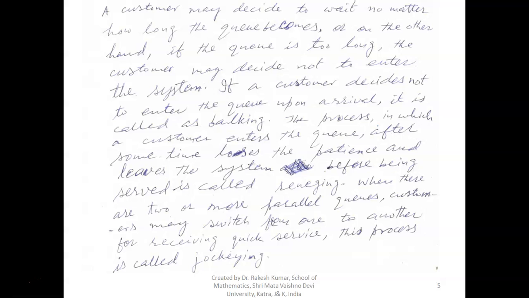And another kind of behavior is where there is more than one queue operating in parallel. There are parallel servers, and the customers jump from one queue to another for getting quick service. This behavior is known as jockeying.